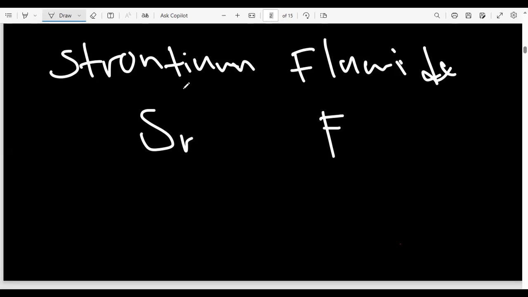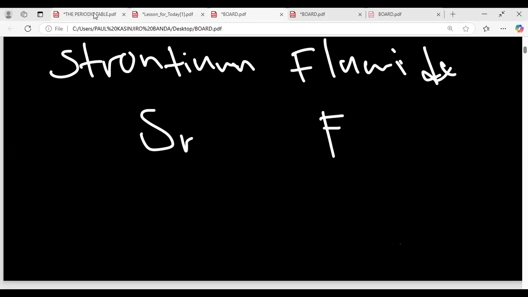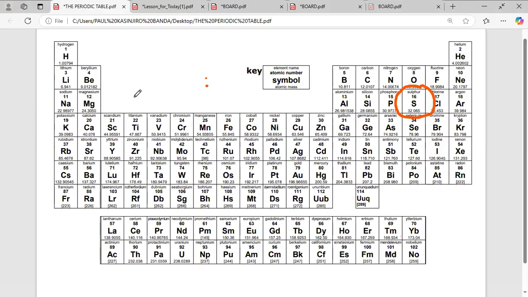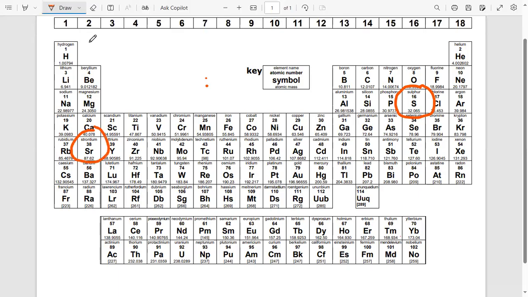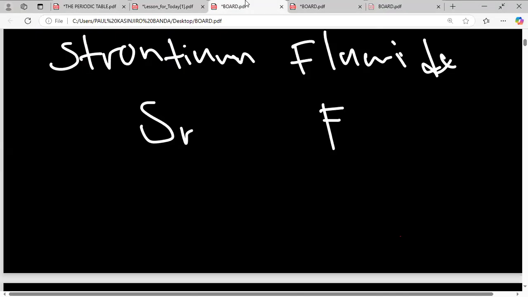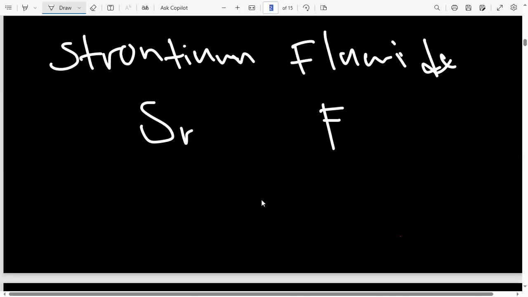So this is strontium, and when you go on the periodic table, you find it in group 2. All these metals in group 2 have a +2 charge when they are in ionic form. And then fluoride is in group 7. Group 7 elements have a -1 charge. After you know their charges when they are ions, that's when you can combine them.